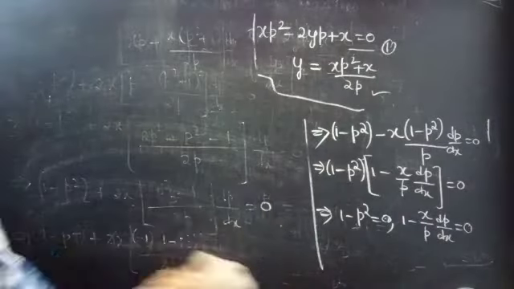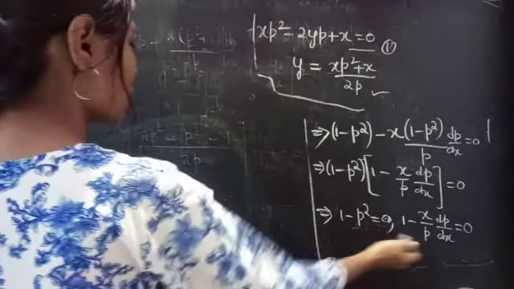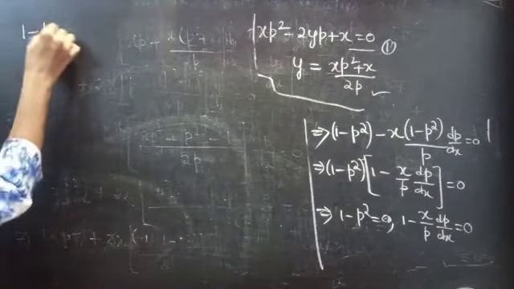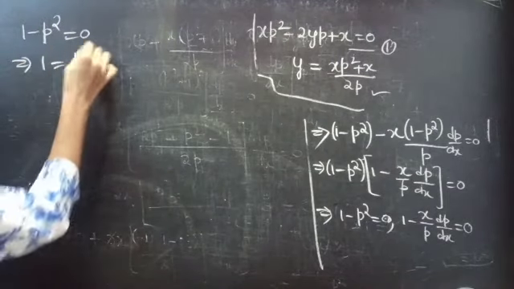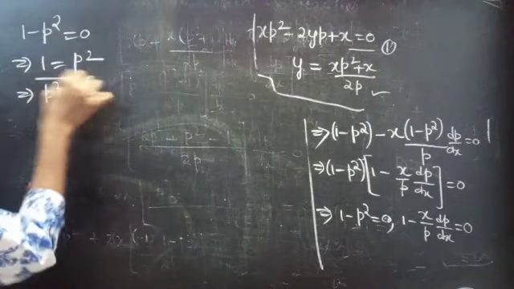We are going to find solutions for these two equations. So let's consider the first one: 1 minus p square equals 0. Then 1 equals p square, that is, p square equals 1.